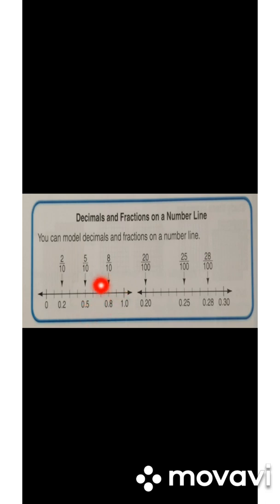We want to determine the fraction on this arrow. Let's count the spaces. 1, 2, 3, 4, 5, 6, 7, 8. So we have 8 spaces out of what? Out of 10 spaces. So our fraction now is what? Is 8 tenths, or in the decimal form, 8 tenths.